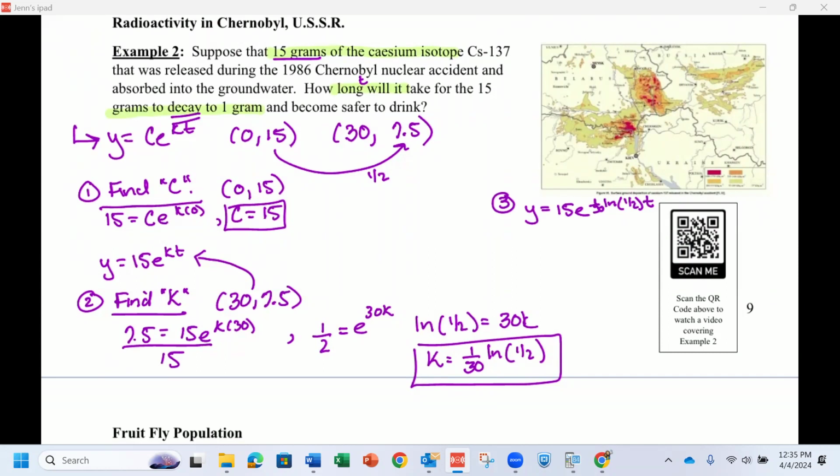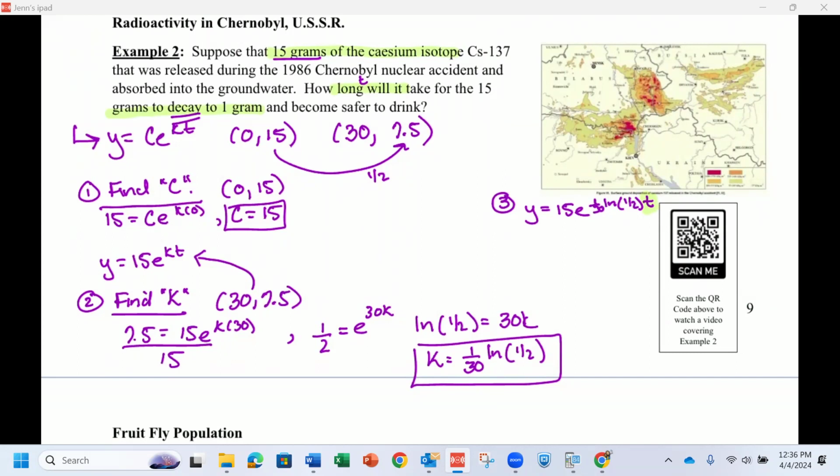Now we're ready to actually answer the question. How long? So right away, what variable am I going to be solving for? I'm going to be solving for T. Again, I'm solving for an exponent, so guess what, guys? We know we're going to be doing logs again. How long will it take for 15 grams to decay to 1 gram and become safer to drink?